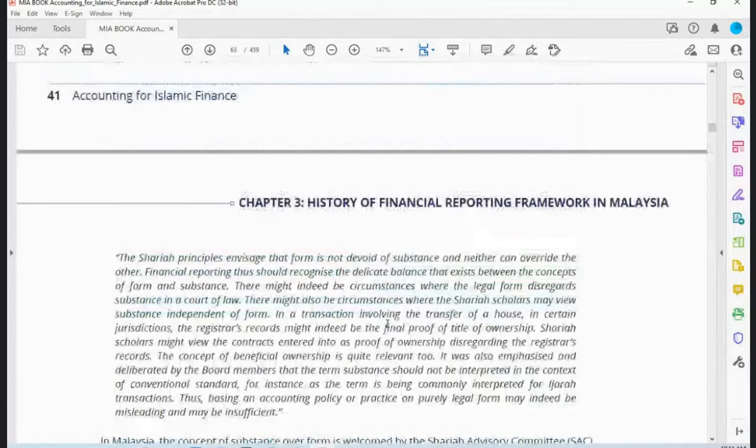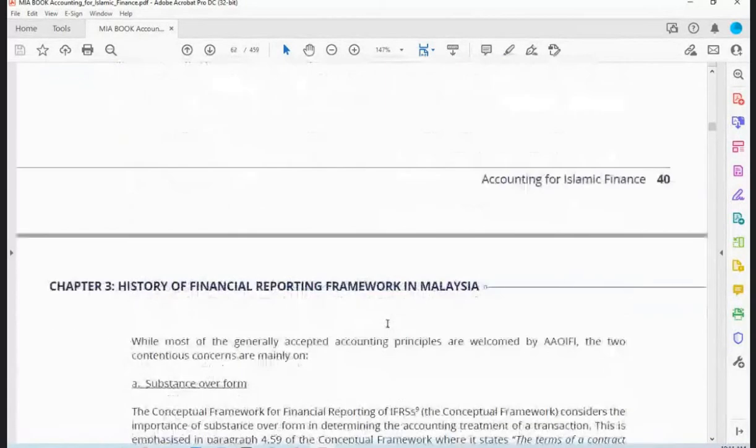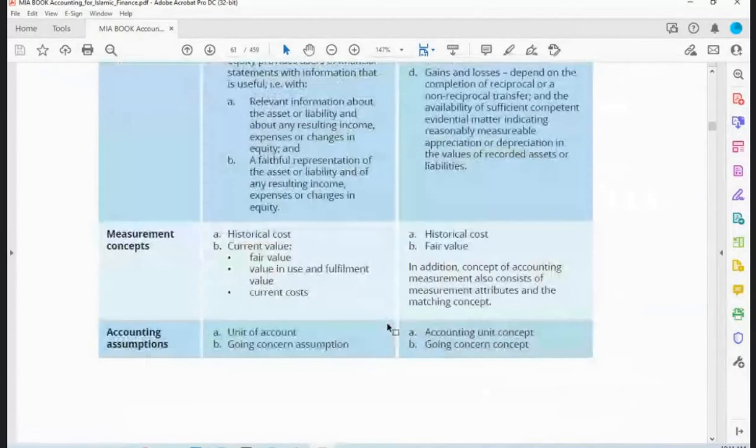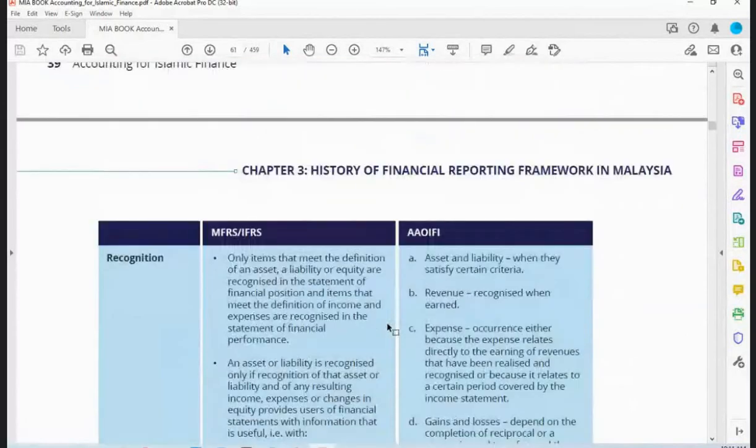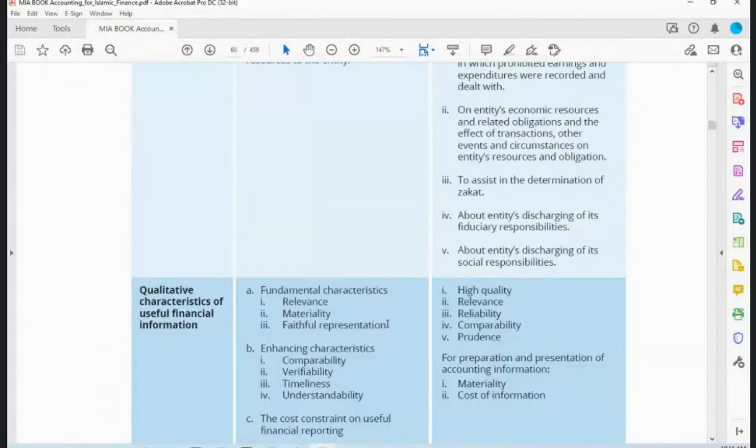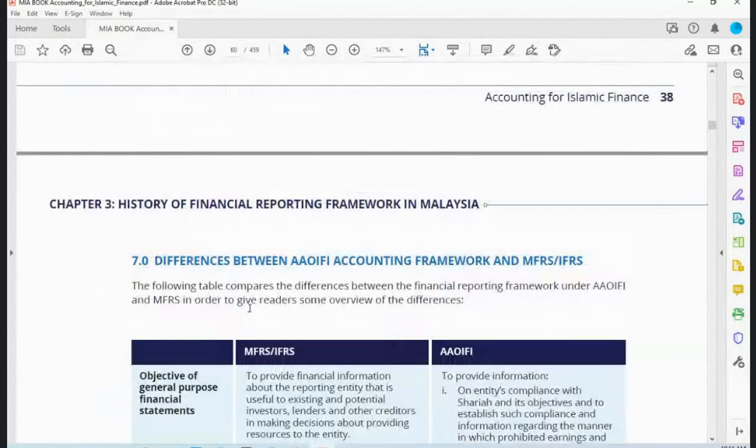Okay, you can read on this. And this is what I shared with you just now. Sama je, I just copy and paste.